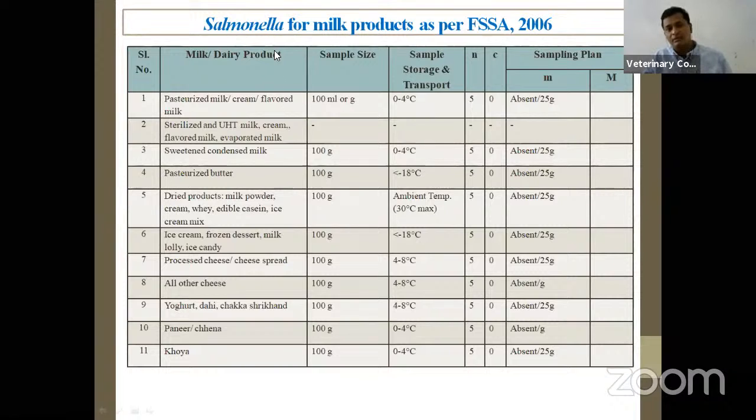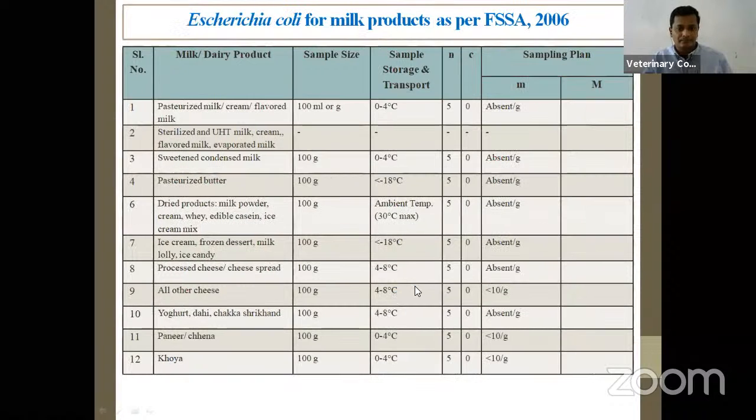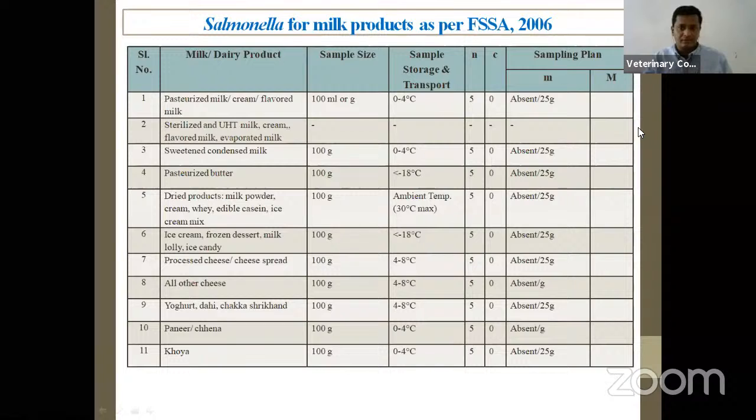Salmonella, as we all know, is a pathogen. You compare between salmonella and E. coli. In case of E. coli, it was per gram. And now in case of salmonella, it is 25. You have to demonstrate absence of salmonella in 25 grams of the sample.